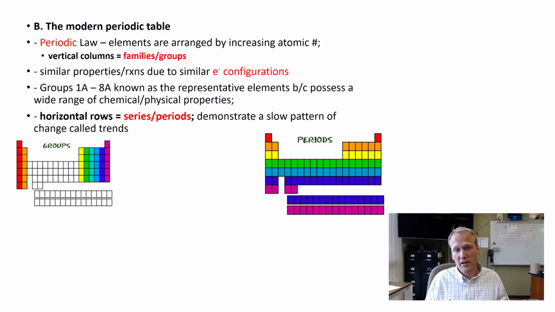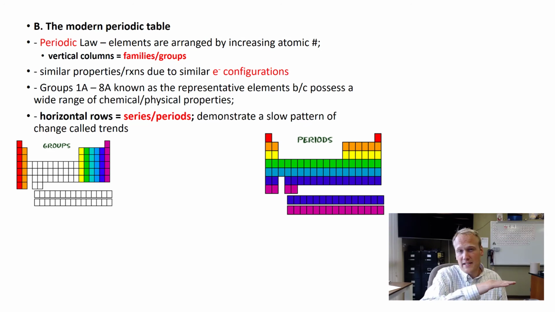So the modern periodic table, or the modern periodic law, organizes elements in families or groups vertically, based on physical and chemical properties. That's similar to what Meyer and Mendeleev did. And we know now that the reason they have similar properties is because they have similar electron configurations. Everything in the first column has similar properties because they have one valence electron in that s sublevel.